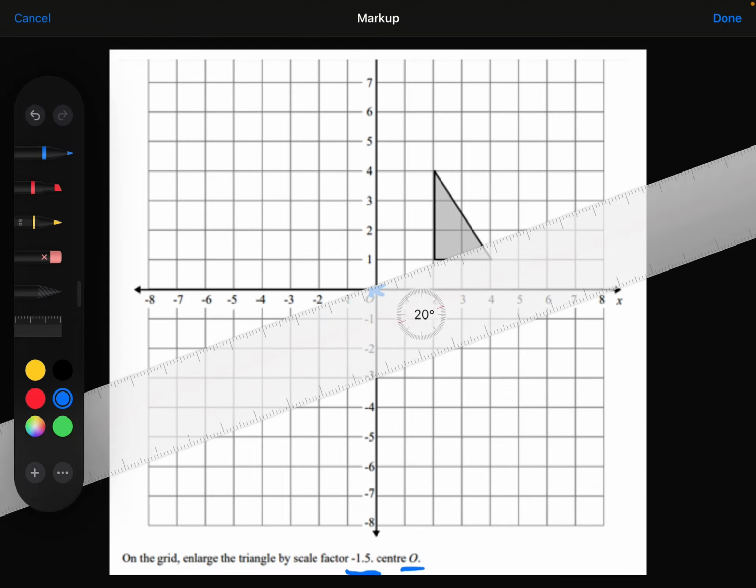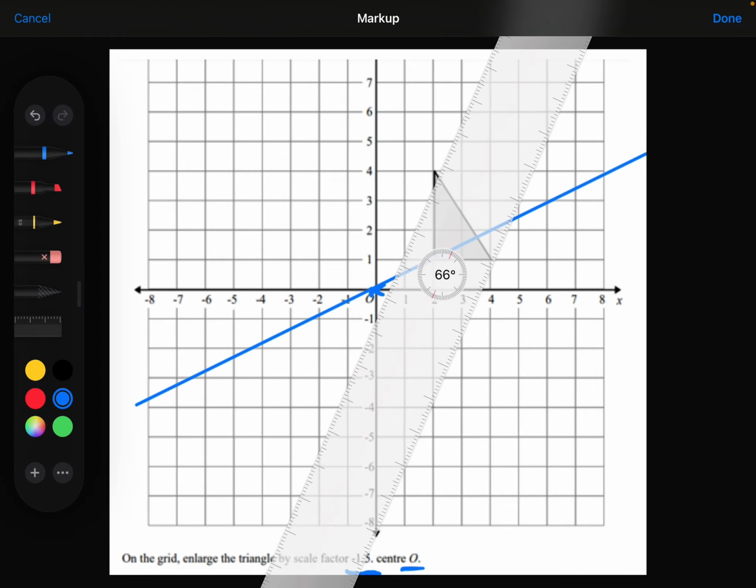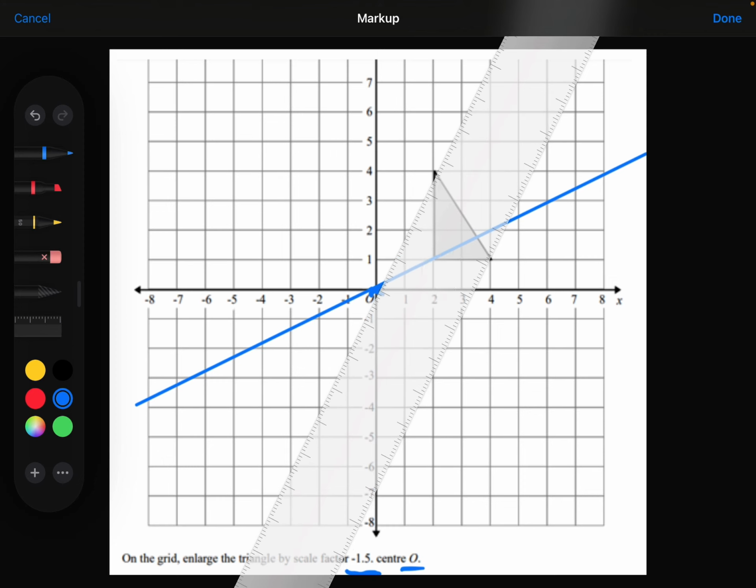And I'm going to draw a line through each corner of the shape. And because it's a negative scale factor, I'm going to draw it all the way across the grid. That's going to be really important to draw all the way across when you've got a negative scale factor.